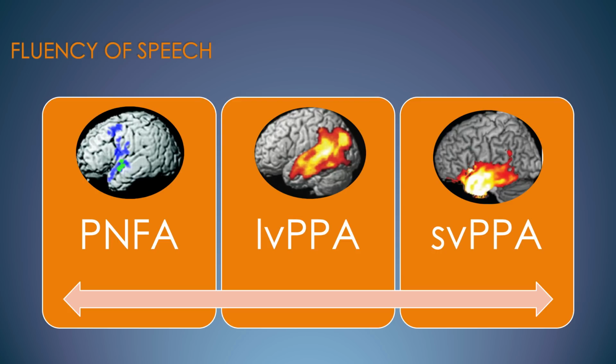On one end, we have the progressive non-fluent aphasia patients. These are patients who are having trouble getting the words out. They make inconsistent speech errors. There are changes in sort of the prosody and intonation of their words, but really it's a motor disorder. Their lips will not do what their brain wants them to do. On the other end of the spectrum, we have semantic variant primary progressive aphasia.